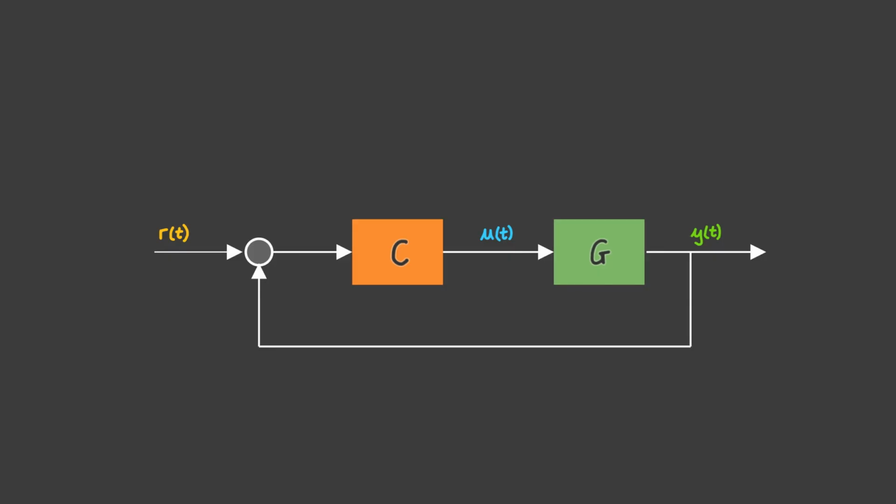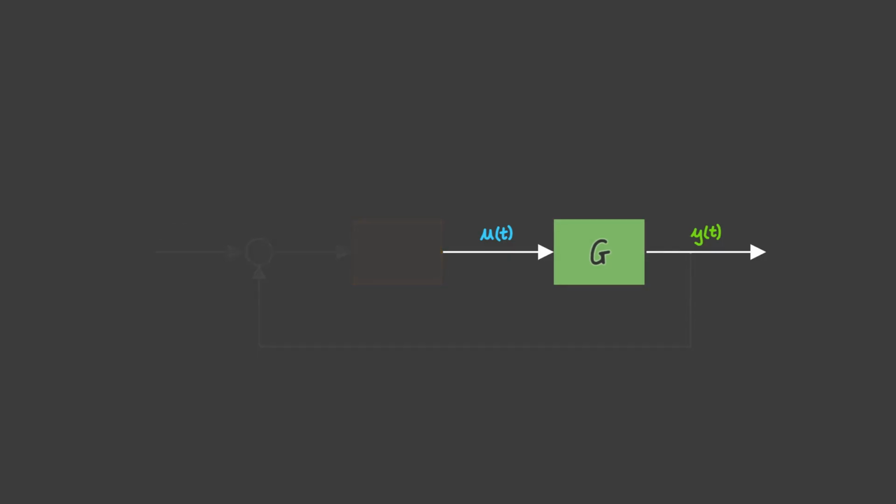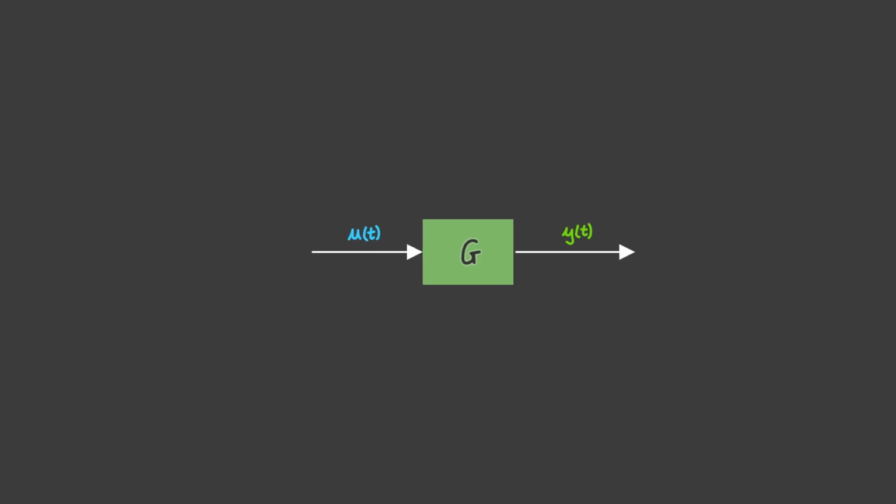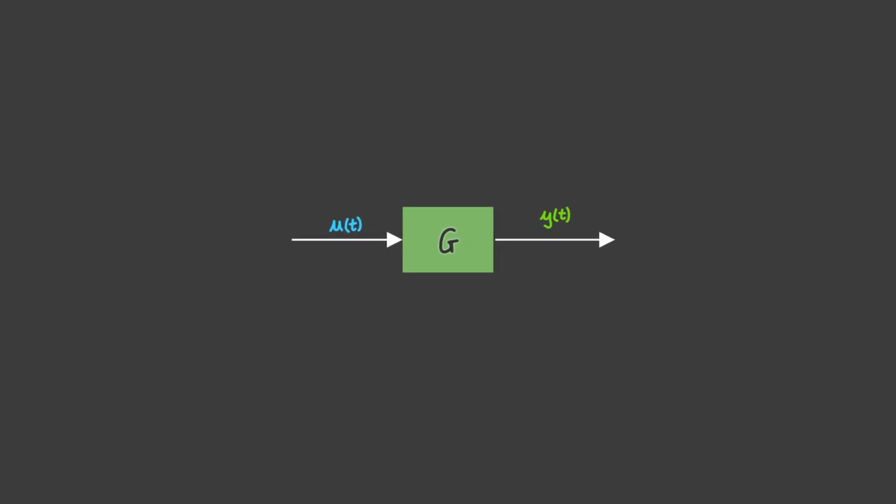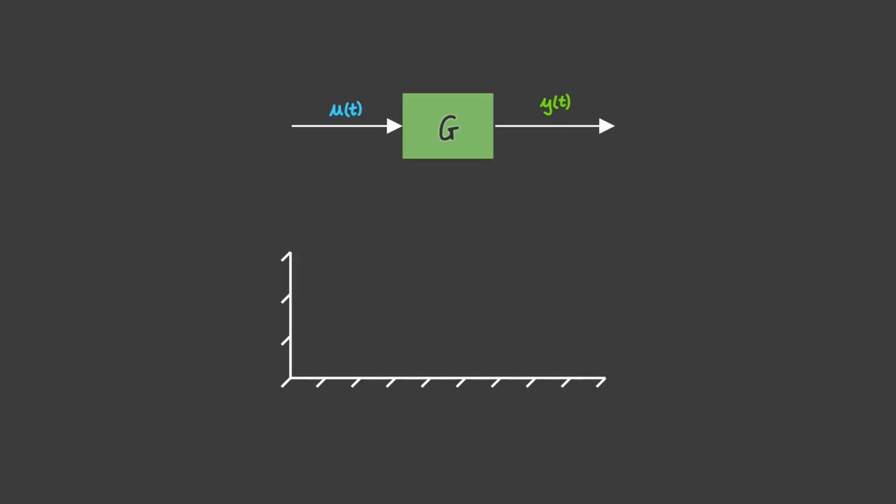Well, let's build some intuition by zooming into one part of this diagram and only considering the plant G, which is an input U and output Y. The most simple example I can think of for this plant G is a mass m free to move around on a frictionless surface with some displacement y of t, and being pushed by an external force u of t. Note that in this example, the force u of t is the input, and the displacement of the block is the output y of t.